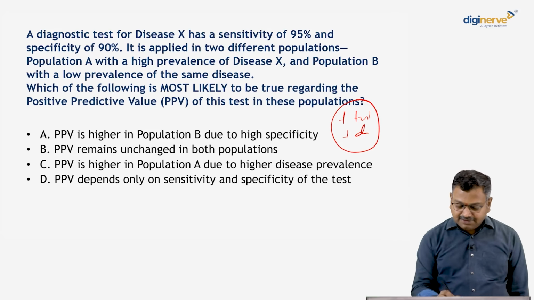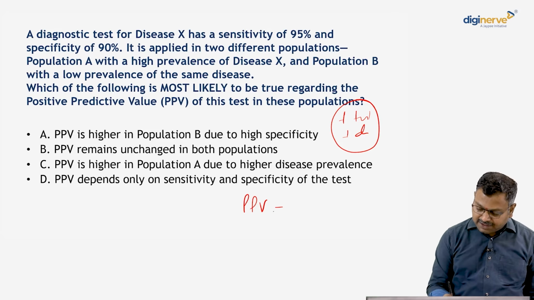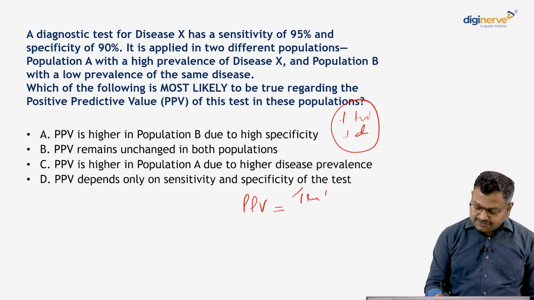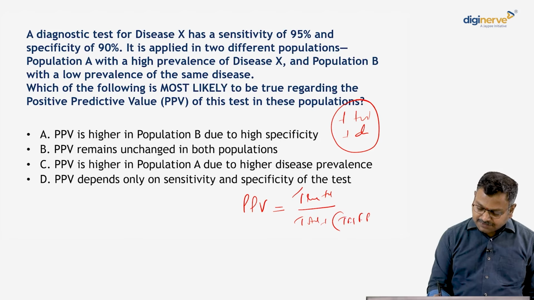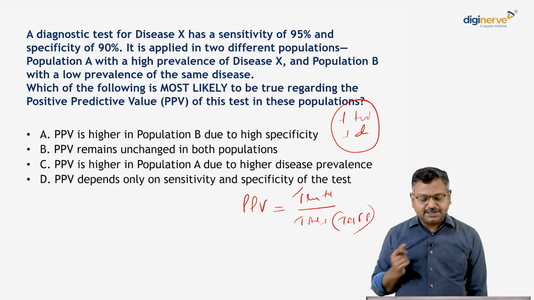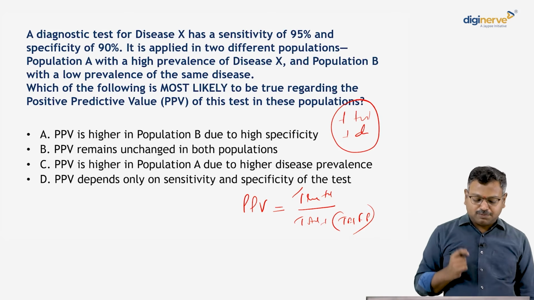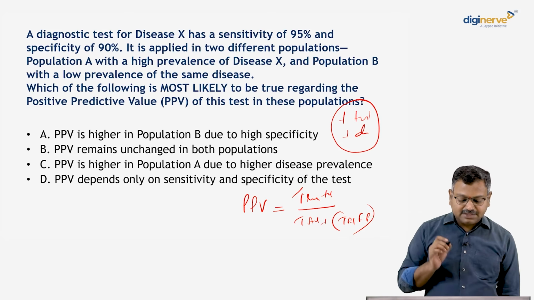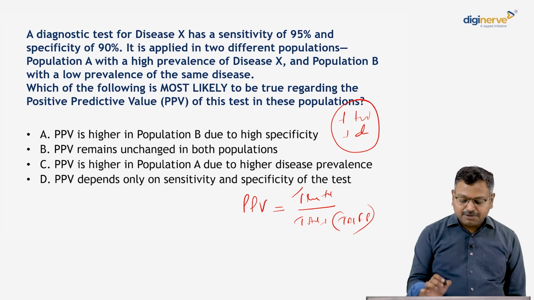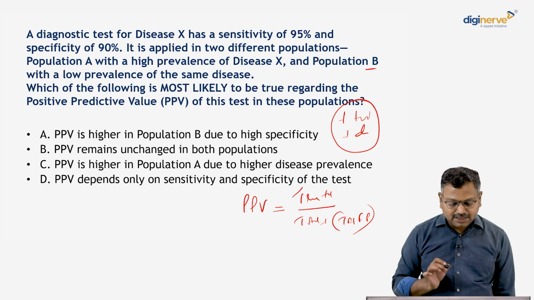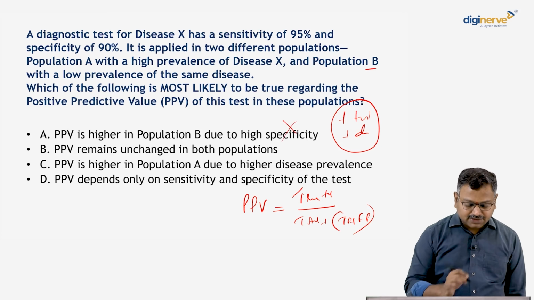So the formula which we use for the positive predictive value is true positives divided by total positive. Now total positive is true plus false positives. So that's the total formula that you would see there. Now what is the true statement? So positive predictive value is high in population B. Now remember, population B is a very low prevalence, so that is wrong.